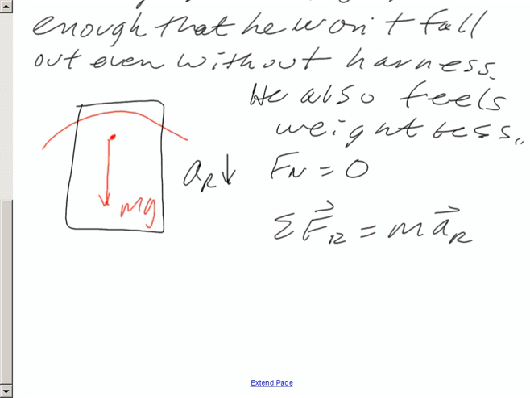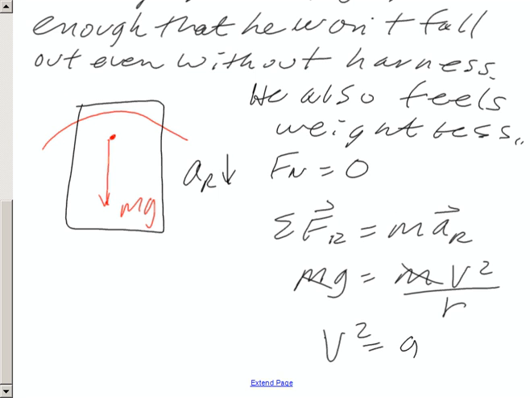Plugging them in, what is the only force in that direction? mg. What is the radial acceleration? v squared over r. So what we find out here is that v squared equals g times r. Now you might remember this before. This is the speed that he went over the top of a hill, and it made him feel weightless.